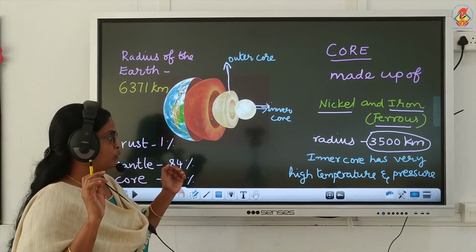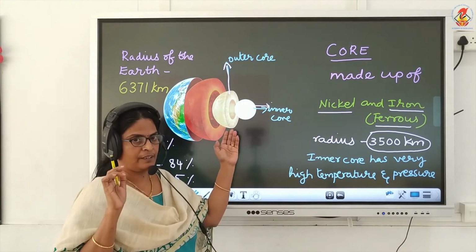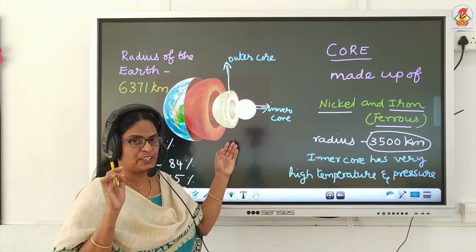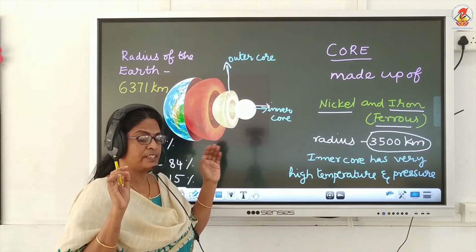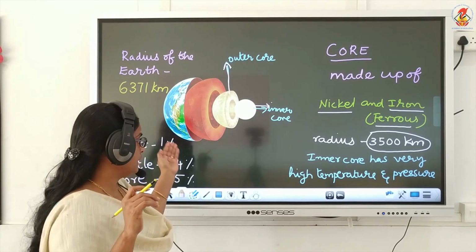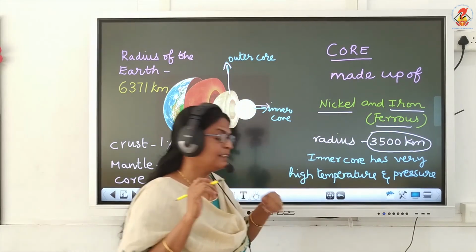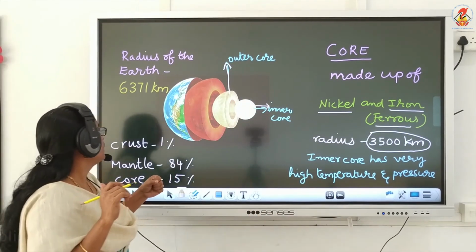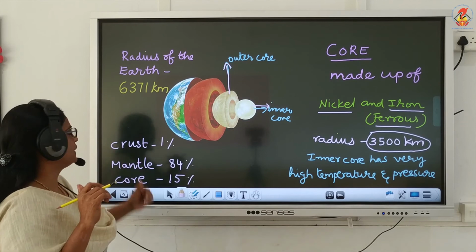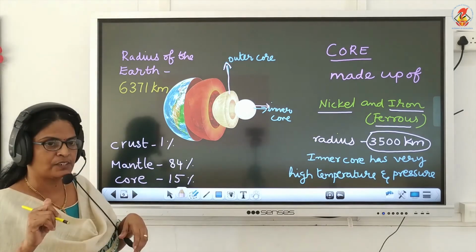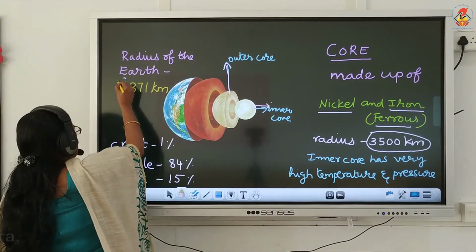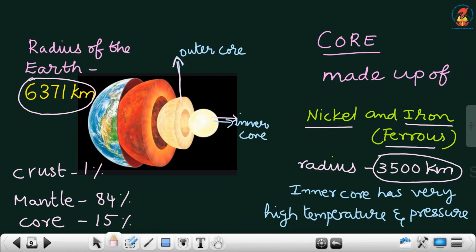Children, can we go to the center of the earth? It is not possible, because the center core has very high temperature and pressure. Now we will see the radius of the earth. What is the radius of the earth, children? It is 6371 kilometers.